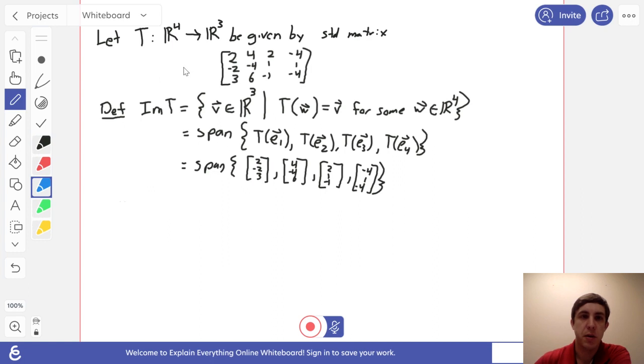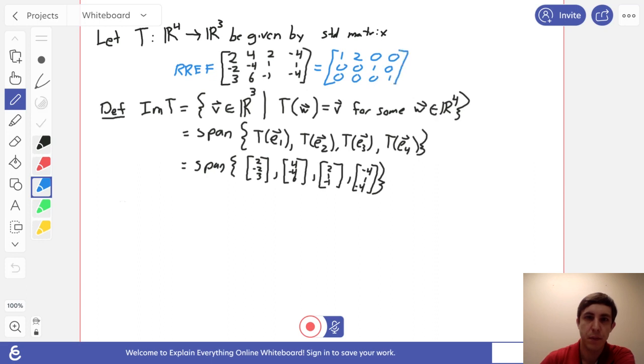What we'll want to do is find the reduced row echelon form of this matrix. I've gone ahead and typed that into a calculator to produce this. In this case, we got 1, 2, 0, 0, 0, 0, 1, 0, and our last row is 0, 0, 0, 1.